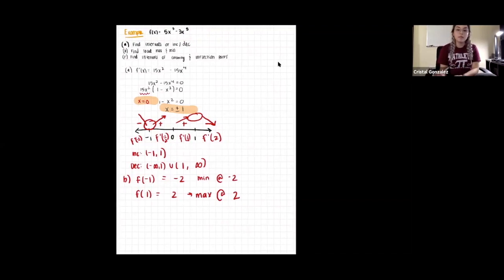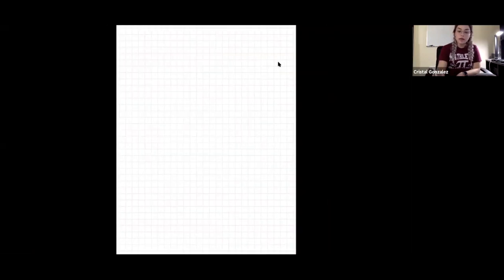Now for the second part of this problem, they wanted us to evaluate the intervals of concavity. So they want to know when it's concave up and when it's concave down, and also where those inflection points happen. So now we have to report an ordered pair for those inflection points. So in order to do that, we need to find that second derivative. So we need to find f double prime of x.